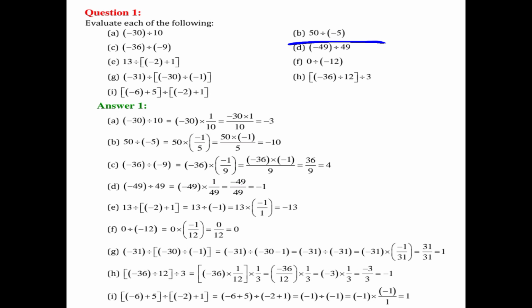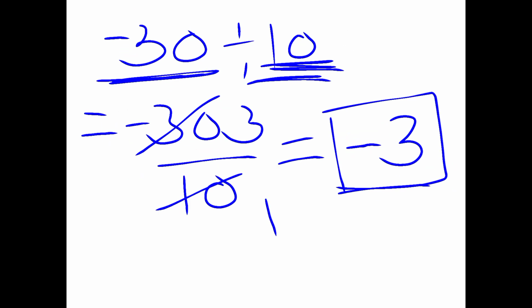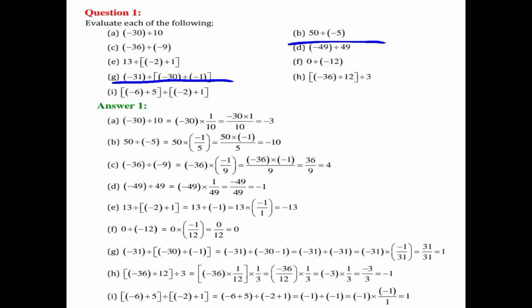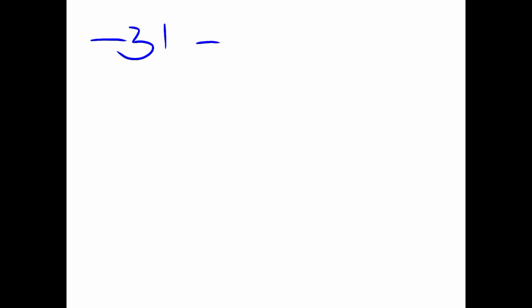Similarly, there are many other questions. Let's take, for example, part G. It is negative 31 plus negative 30, then there is divided by negative 1, in brackets.